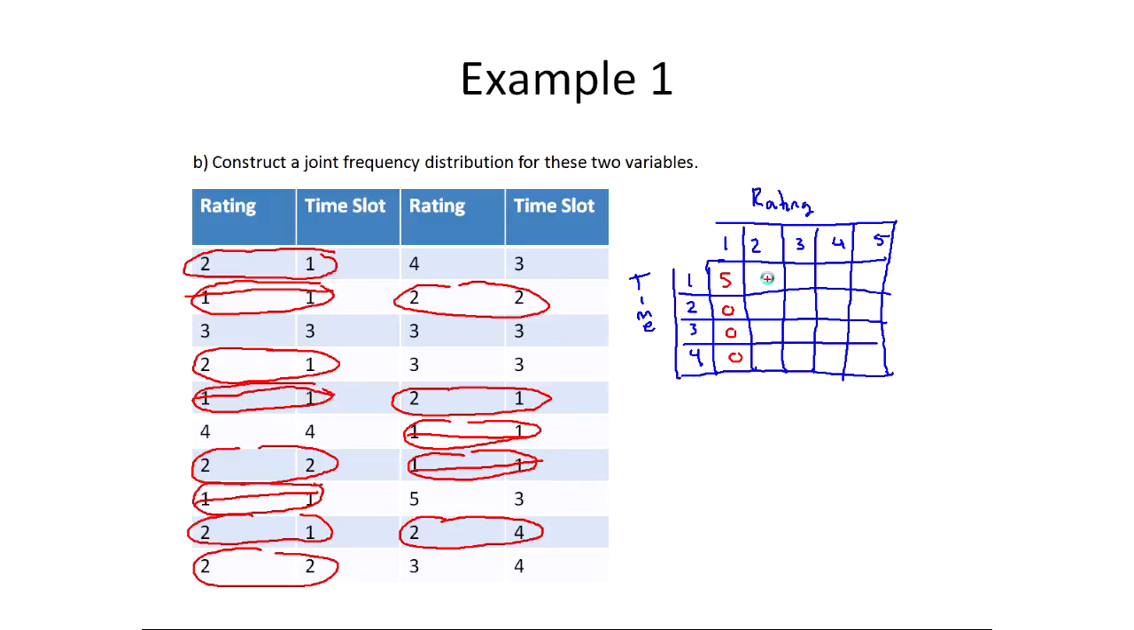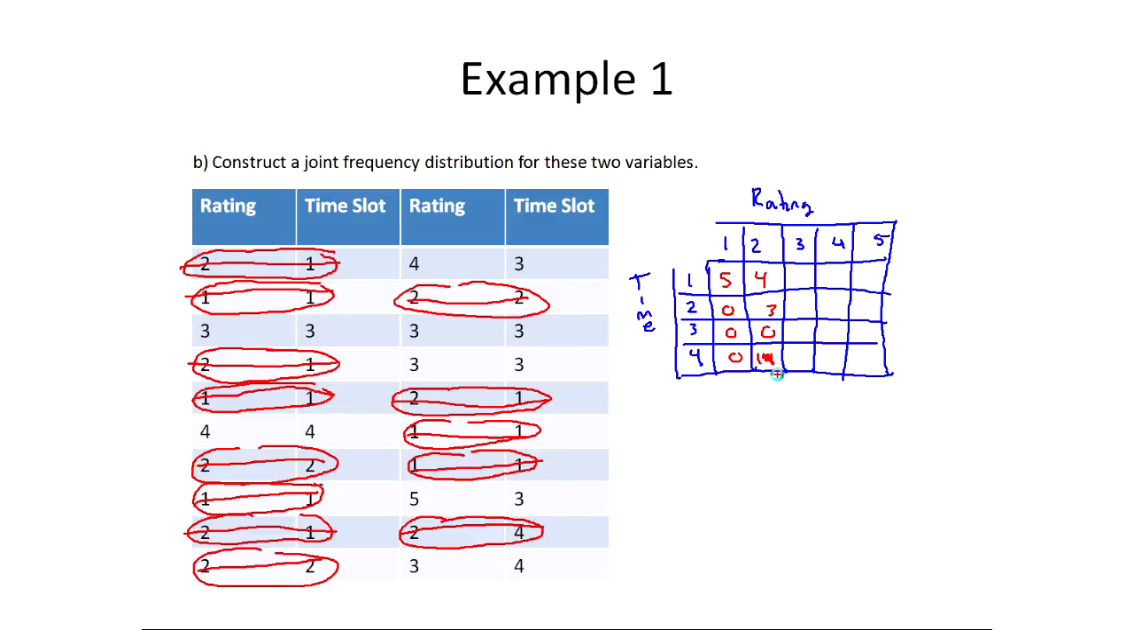All right, so how many ratings of 2 were in time slot 1? Okay, we got 1, 2, 3, 4. So 4 of them were in time slot 1. How about time slot 2? 1, 2, 3. Okay. I see none with time slot 3. And then the last remaining one we haven't counted yet is time slot 4, rating of 2 with time slot 4. Whoops, we had one of those.